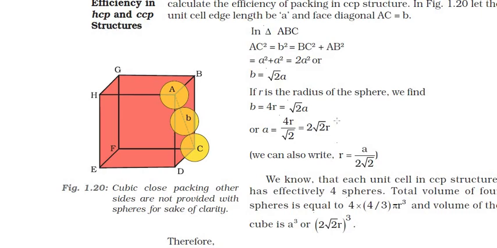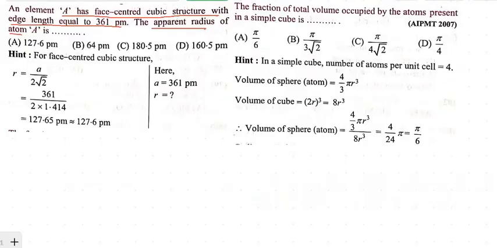See carefully, you need to use this formula, how radius is related to edge length: R is equal to A divided by 2 root 2. So this formula we are going to use, R is equal to A by 2 root 2. I hope you are clear on where this formula has come from. The edge length is given, that is 361 picometer. If you substitute the value, let us use the calculator.